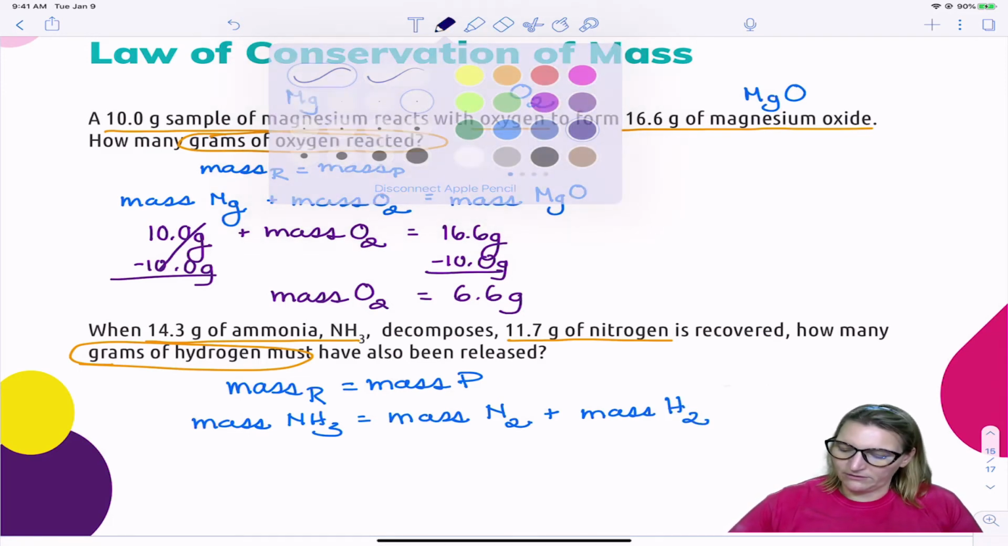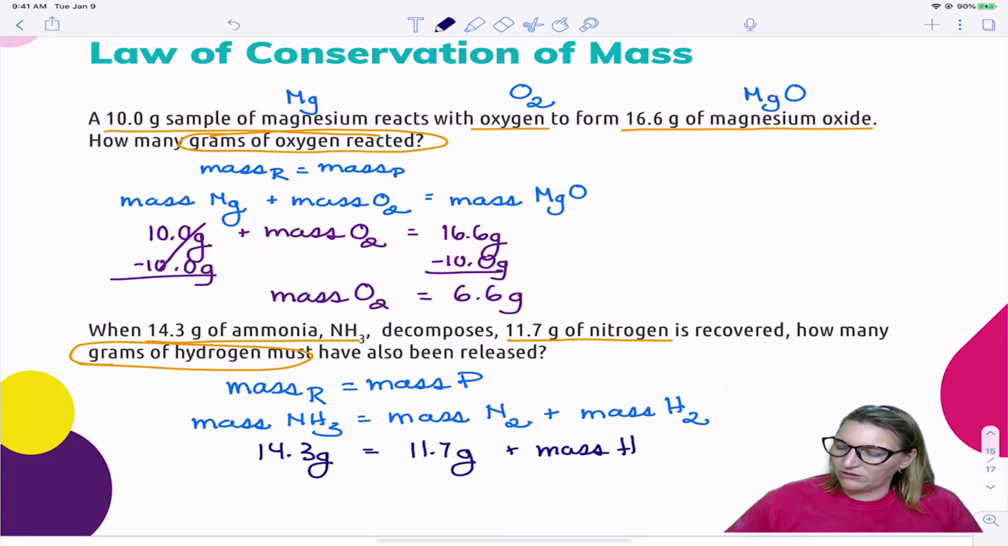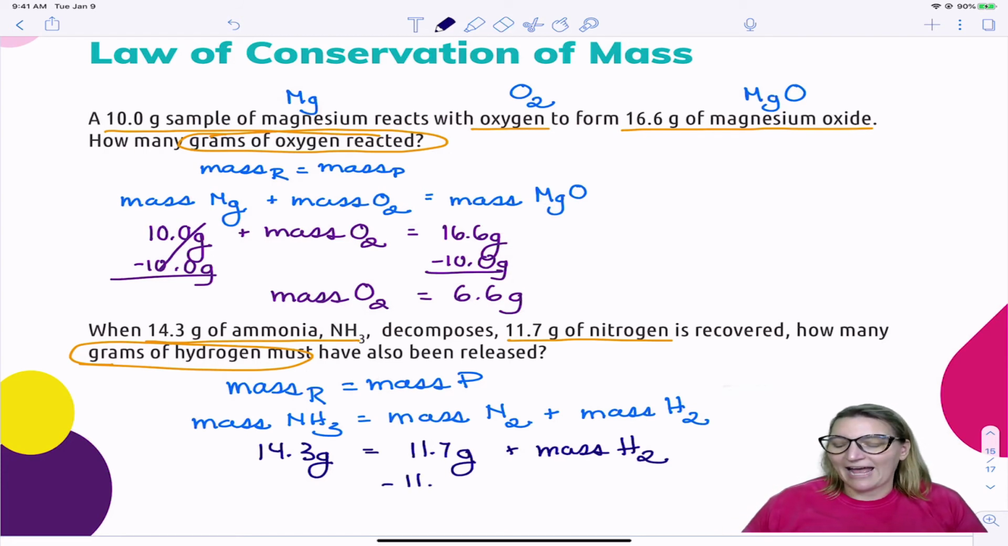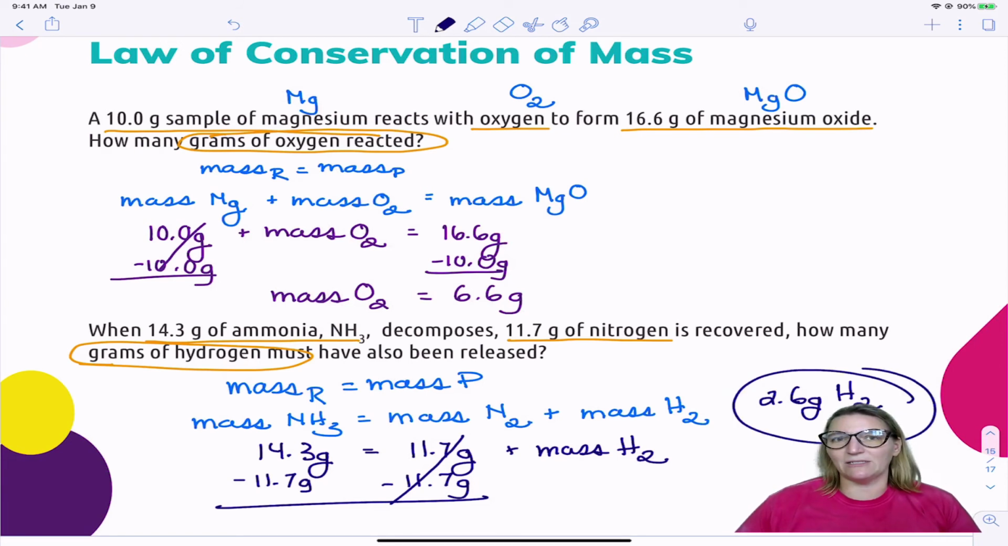Substitute in the numbers. The mass of the ammonia is 14.3 grams. The mass of the nitrogen is 11.7 grams. And the mass of the hydrogen is what I'm trying to solve for. Now use algebra to isolate the mass of the hydrogen on one side. So opposite operations, since 11.7 is added to the hydrogen, I'm going to subtract 11.7 grams from each side. My answer, I'll write it over here. 2.6 grams of hydrogen gas must be left over. And that's my answer.